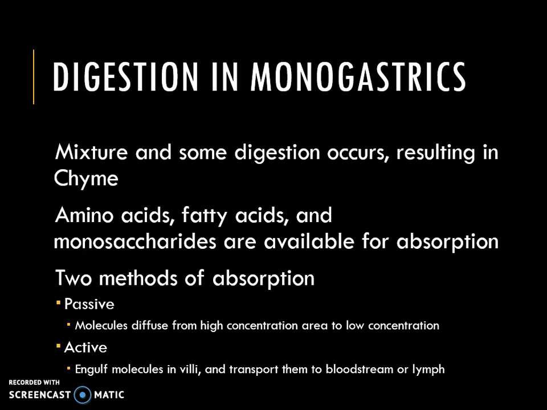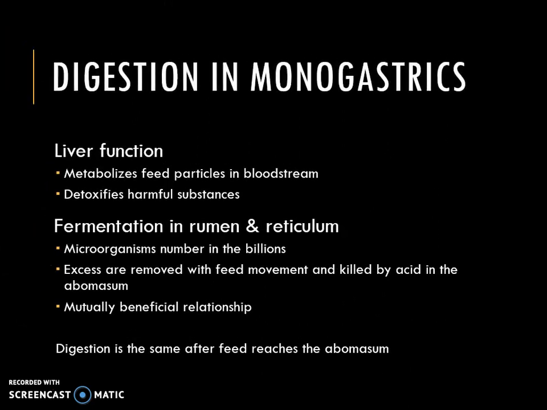Also, you have active absorption, where molecules, the little villi, which are little hairs, there's millions of them in the small intestinal wall, and they will reach out and grab little fat molecules and pull them into the bloodstream or the lymph, kind of actively absorbing them. Liver function, we kind of talked about, metabolizing many different feed particles into the bloodstream and detoxifying things like if you get an aflatoxin problem a little bit, that liver will sift a little bit of that out.